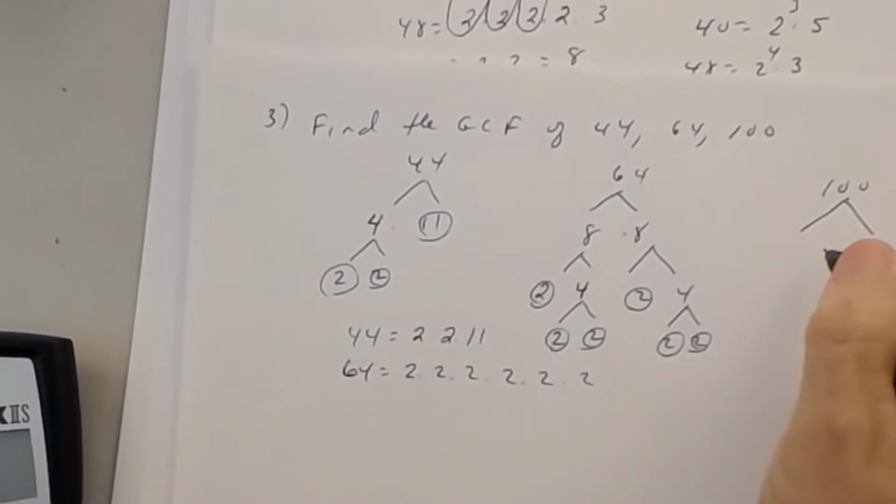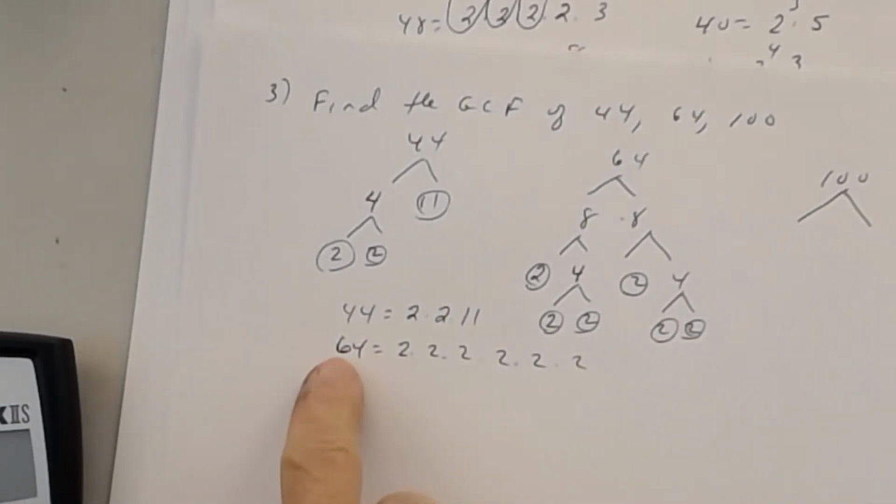Now before I go on, let me ask you this. Of those two numbers, what's the GCF? 4. I thought someone said 3. GCF is 4, isn't it? Just those numbers right away? Because 2 times 2 is 4. That's what they have in common.